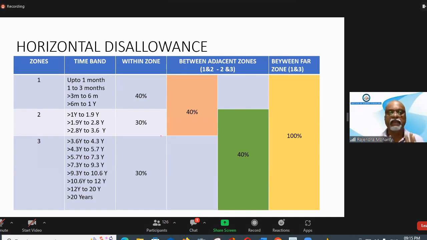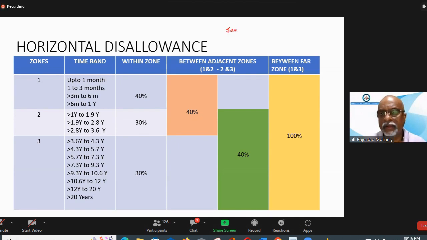I hope at least 50% you have understood. You read page 238, you will completely understand. There is nothing there. You only have to see how the netting takes place. First, we have told that vertical allowance, for which time band will it be taken?